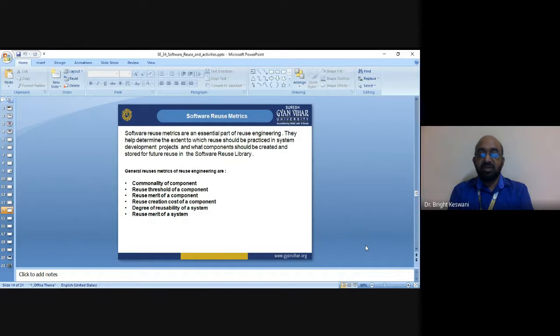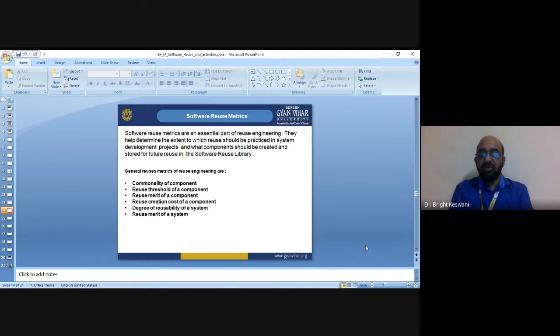The general reuse metrics of reuse engineering are commonality of component, reuse threshold of a component, reuse merit of a component, reuse creation cost of a component, degree of reusability of a system, and reuse merit of a system. Let us discuss all of them one by one.